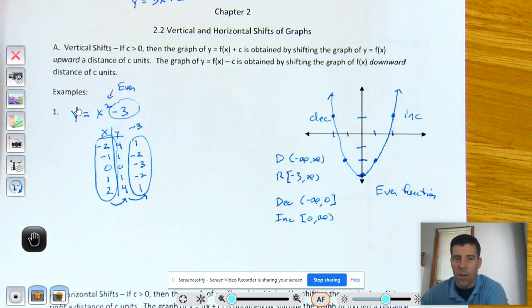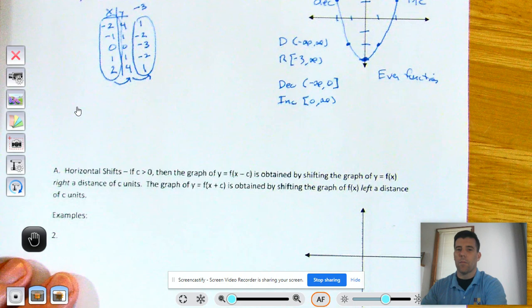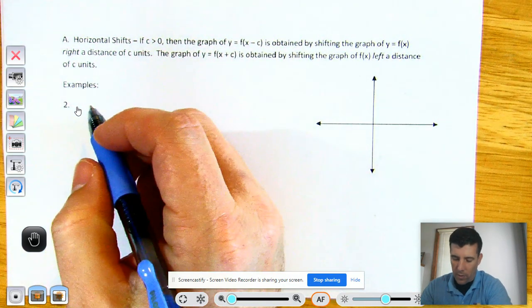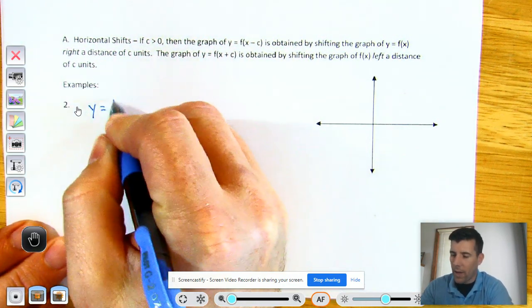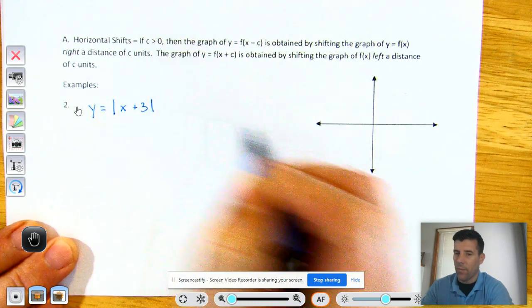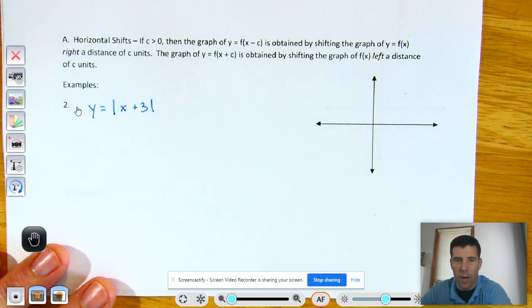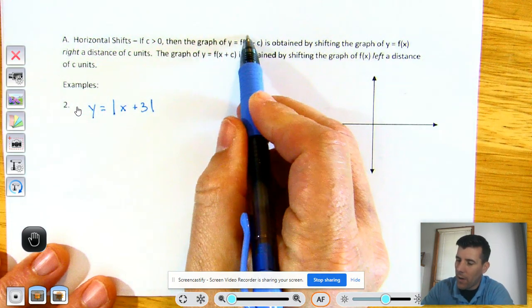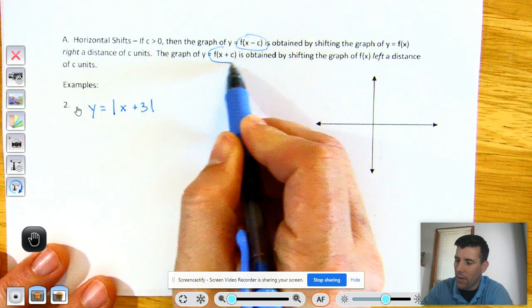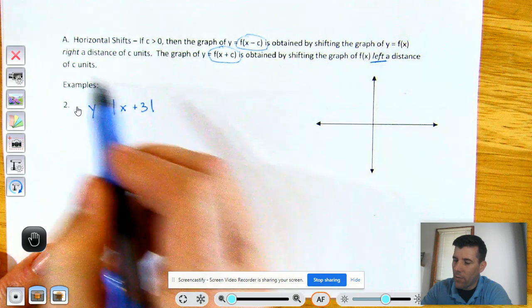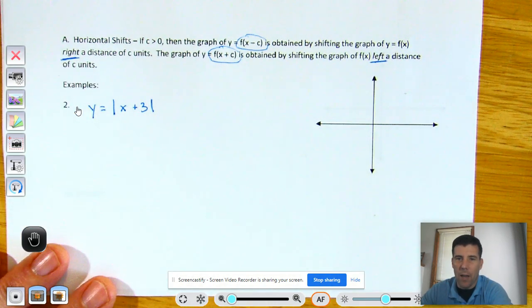All right, so let's look at another one where we're shifting to the left or to the right. So in this one, I'm going to look at a different function. Let's say we look at y equals the absolute value of x plus 3. And here it's a little bit different because the adding is happening before I do the function, before I do the absolute value. And so notice that up here, if it's in parentheses there, x minus c or x plus c, and then you do the function, it's going to end up shifting the graph to the left or to the right. And it kind of behaves in the opposite of what we think.